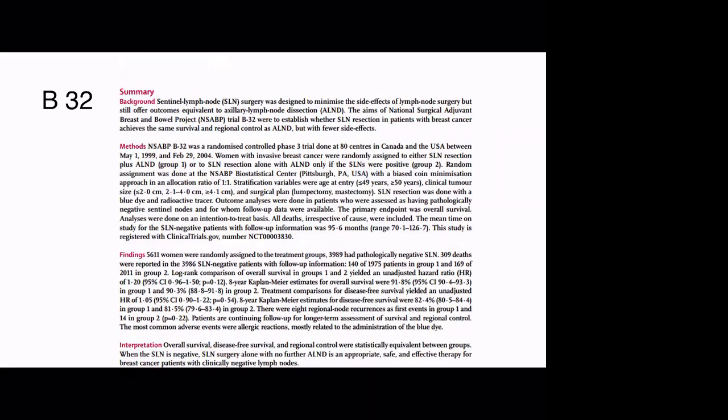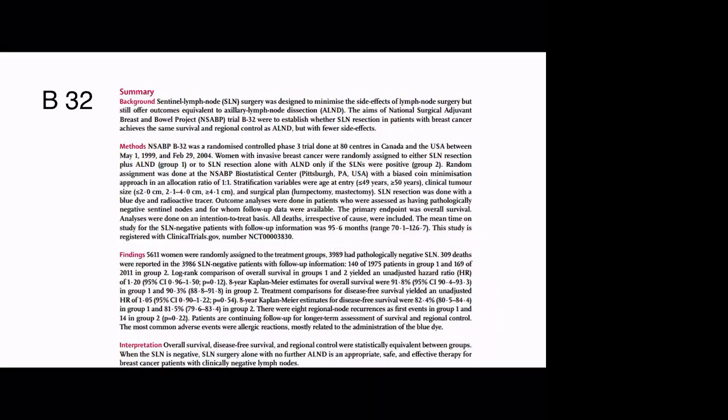Okay, so the NSABP B32 study, what they did was they randomized 5,600 women, and out of which they found about 4,000 had pathologically negative sentinel lymph nodes. Okay, so in this particular study, they took these patients, and in one group they randomized them to sentinel node biopsies followed by axillary resection. That is irrespective of the sentinel node status. In the other arm, it was sentinel node resection, and only in those patients who had sentinel node positive, they were taken up for axillary lymph node dissection. In patients who did not have sentinel lymph node positivity, they were not taken up for axillary lymph node dissections, and they were just closed up.